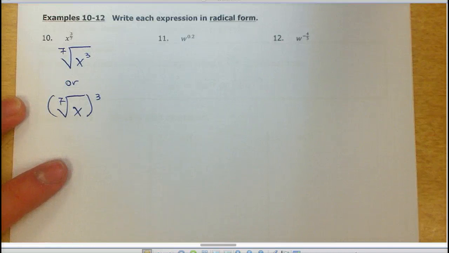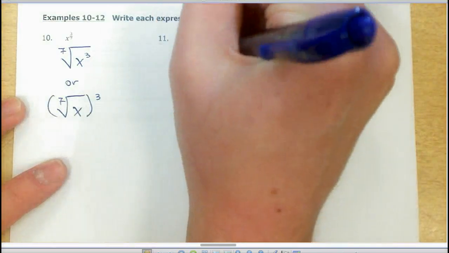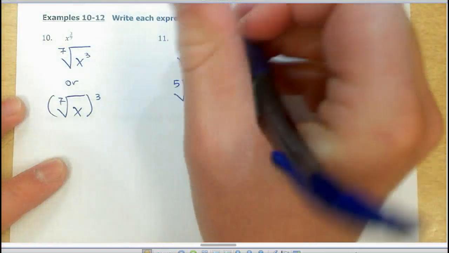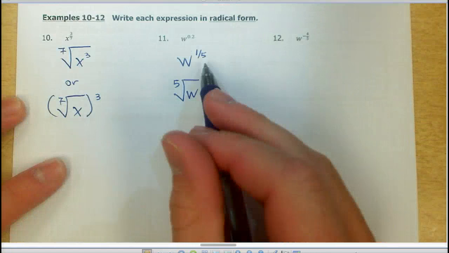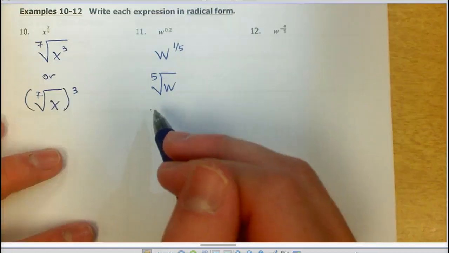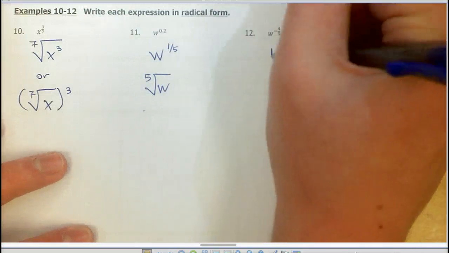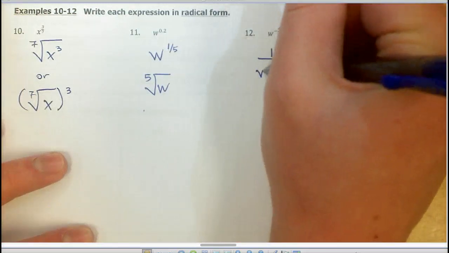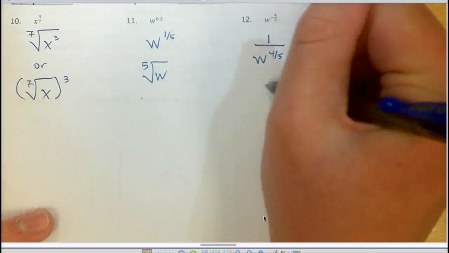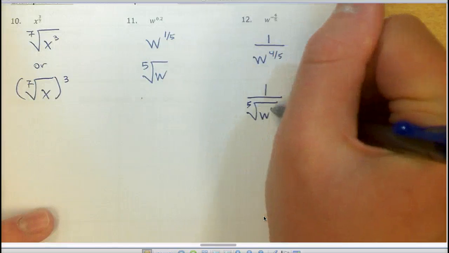Number 11, y to the 0.2 power is the same thing as y to the 1/5 power, which would be the 5th root, or excuse me, w is my variable, so w to the 1/5 or the 5th root of w. Okay, and then number 12, I have w to the negative 4/5. I can rewrite that as 1 over w to the 4/5. From there, I can make that 1 over the 5th root of w to the 4th.